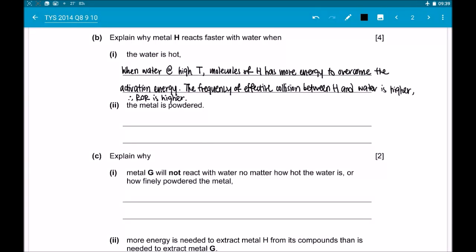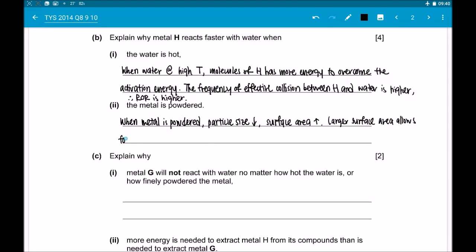Moving on, explain why metal H reacts faster with water when the metal is powdered. So when the metal is powdered, its particle size decreases and the surface area increases. The larger surface area allows for a higher frequency of effective collisions, and thus the rate of reaction is higher as well.